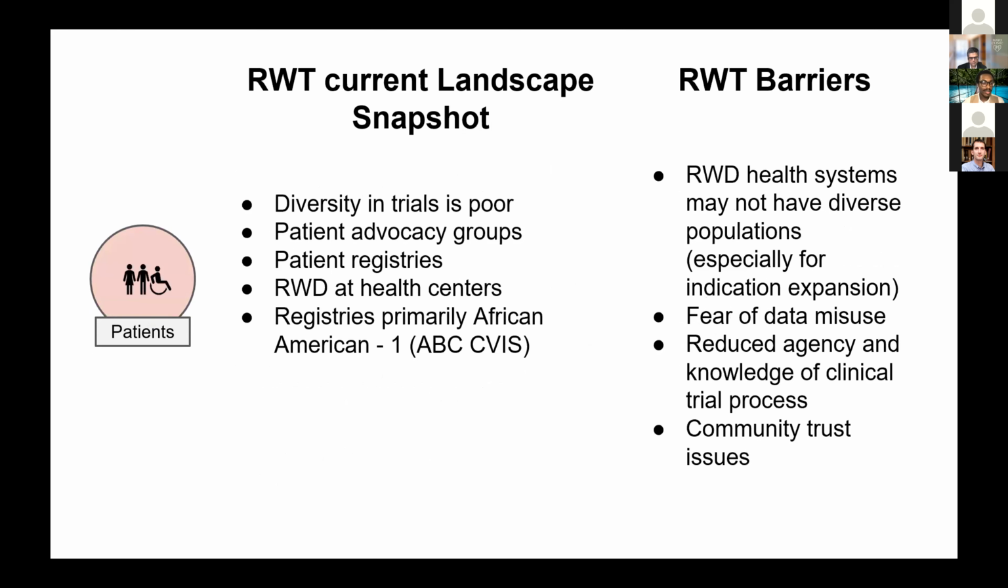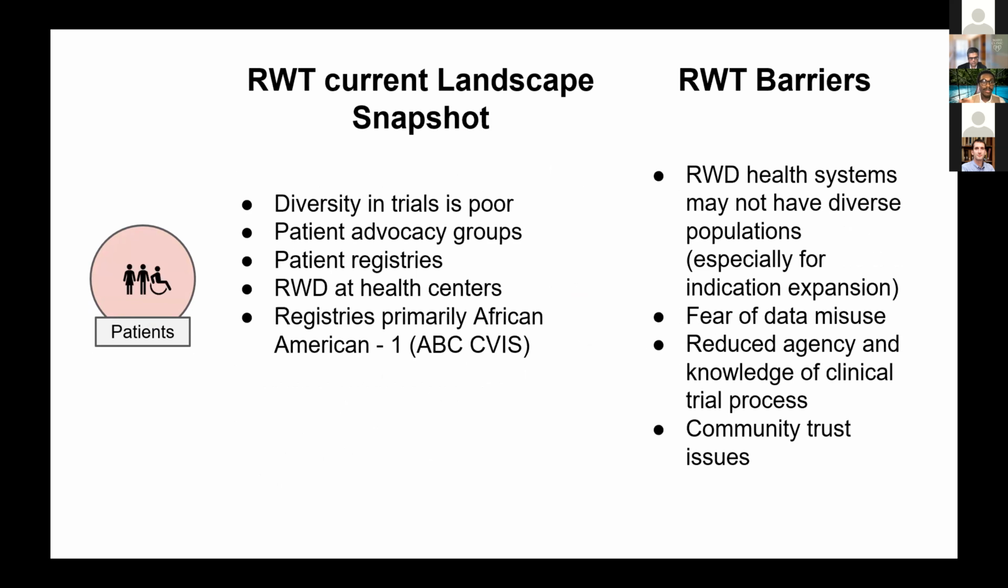Next slide, please. And so with patients, the current landscape, of course, diversity in clinical trials is poor. There are strong patient advocacy groups that are making a lot of strides and trying to do more health equity work. Patient registries, as we know, are a great resource.